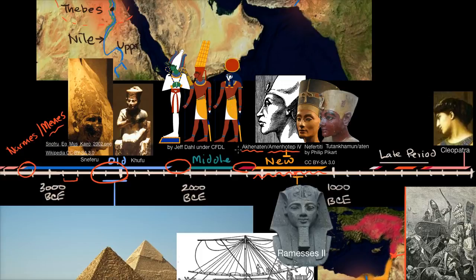Amenhotep IV, or Akhenaten, whichever name you want to use, is he decided, no. I don't like this pantheon, this polytheistic religion that we have. I want to worship one God. And the God that he decides to worship is really, you could consider it the sun god or the sun disk. And its representation looks something like this. And it was referred to as Aten.